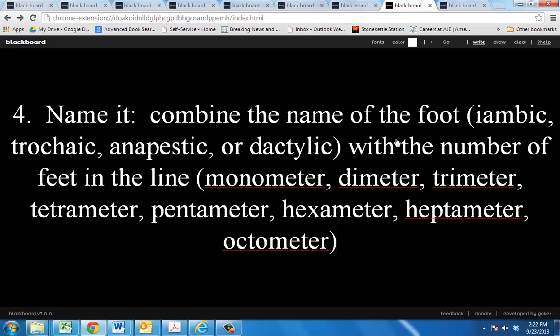So the term that you're probably most familiar with is iambic pentameter. So what exactly does that mean? What it means is that the line is composed of iambs. If you remember, that's an unstressed syllable followed by a stressed one, and that there are 5 of them. Iambic pentameter. Let's take a look at a couple of examples here.